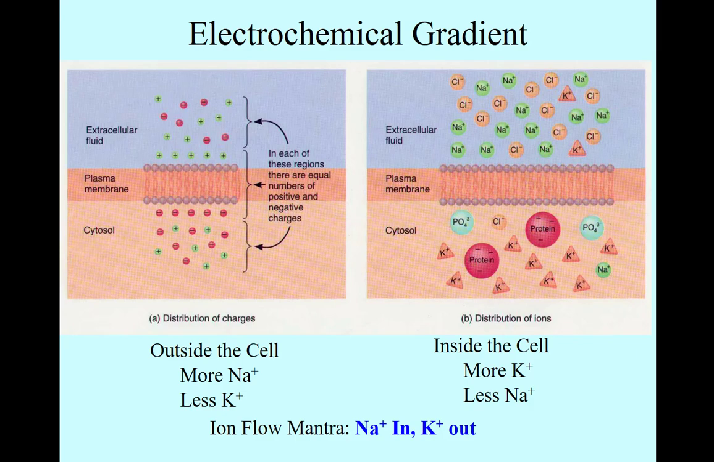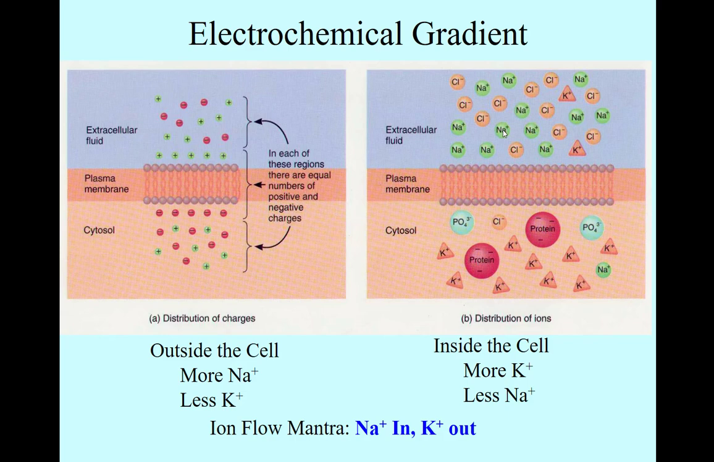Now we need to talk about the driving forces that move these ions across the membrane. So we're going to talk about three different ions here. We're going to talk about sodium ions in green, chloride ions in this yellowish color, and potassium ions, this triangle orangish color. Potassium has a positive charge. Chloride has a negative charge. Sodium has a positive charge.